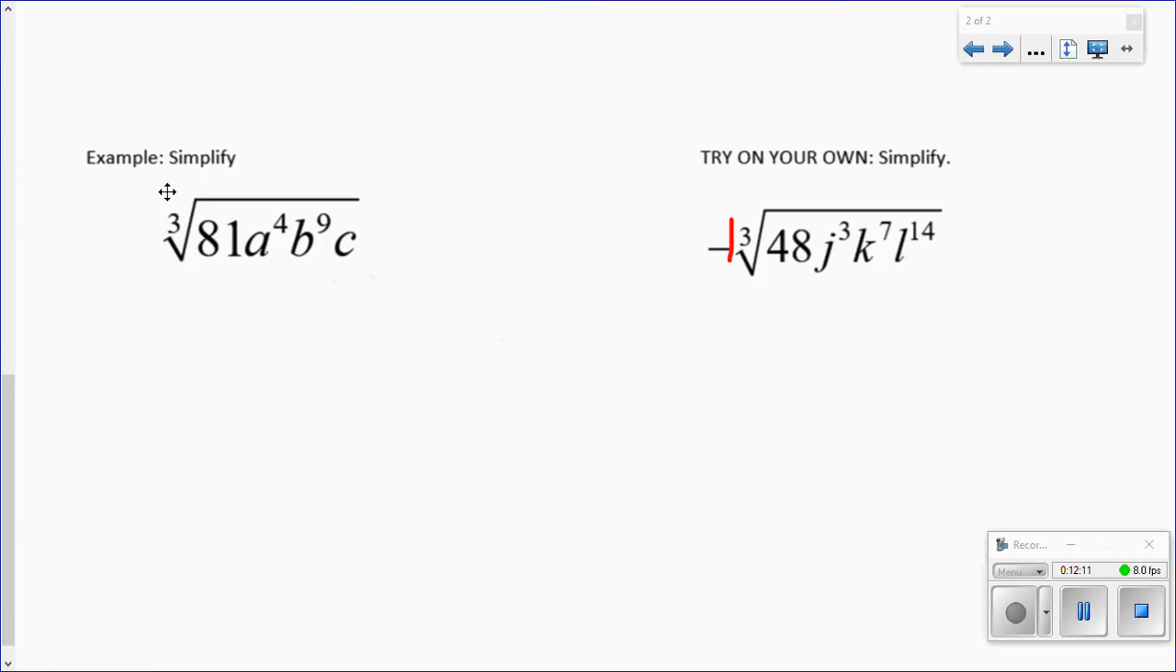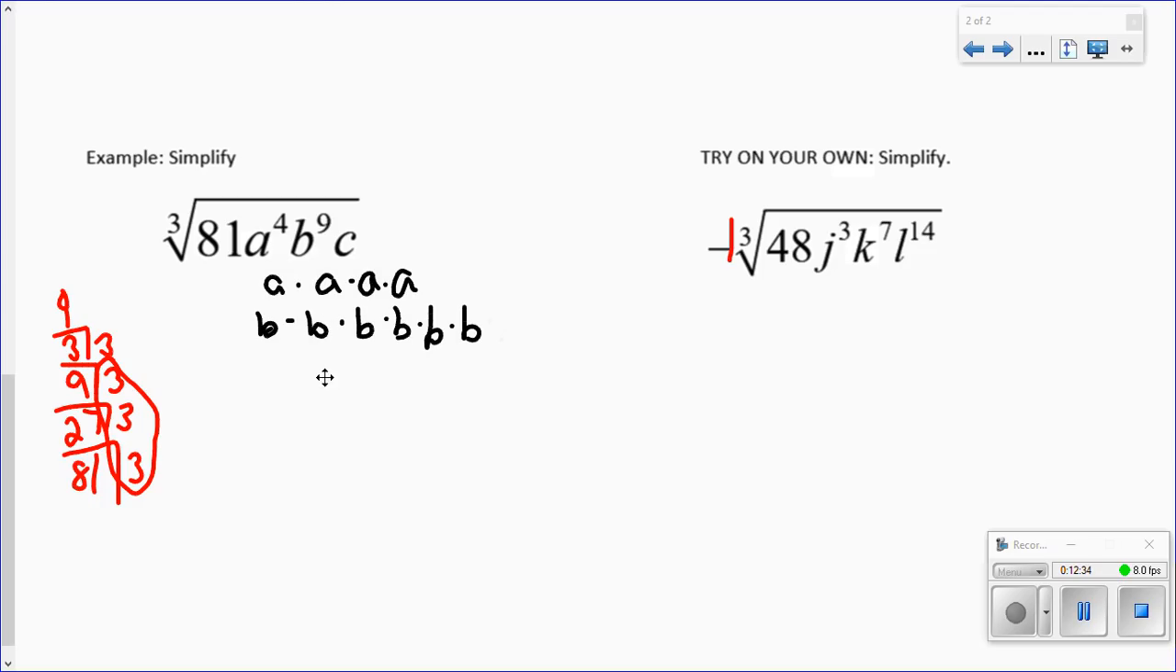And then the last one is for cube roots, just same deal. You're just looking for triples this time. So for the number, I go ahead and do the birthday cake, I got 81. 3 goes into 81, giving me 27. 3 goes into that, giving me 9. 3 goes into that, giving me 3. 3 goes into that, giving me a candle. I have a triple of 3s with 1 left over.